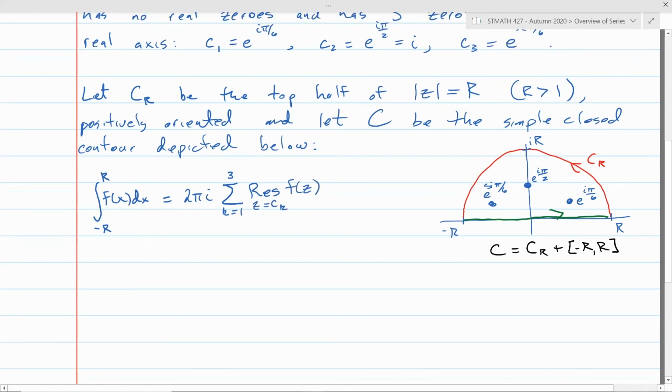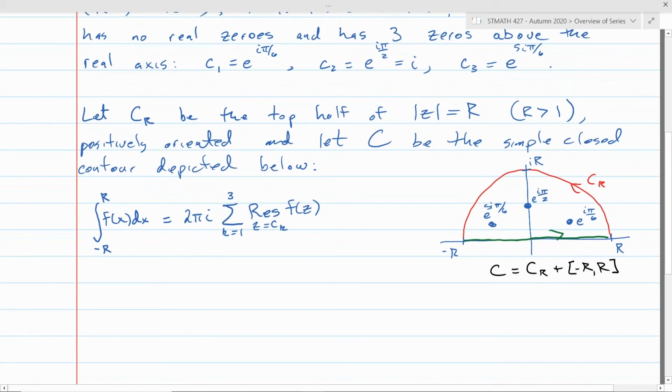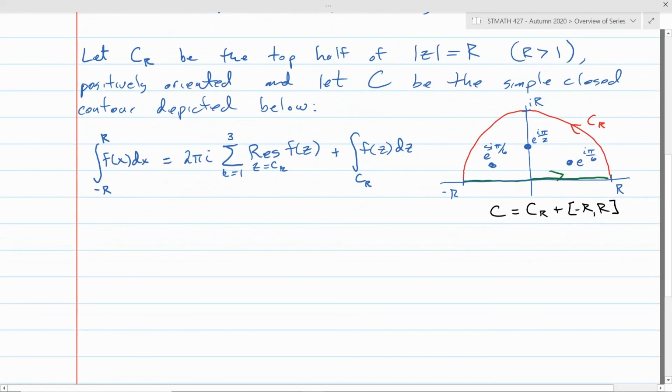So c1, c2, and c3, the ones that we have mentioned above, because those are the zeros above the x-axis. Then there's plus this integral around c sub r, the red part, of f of z dz. And so what we want to do is take the limit. If we want to do the integral from negative infinity to positive infinity, the previous discussion says this will be the limit as r goes to infinity of all this stuff over here.